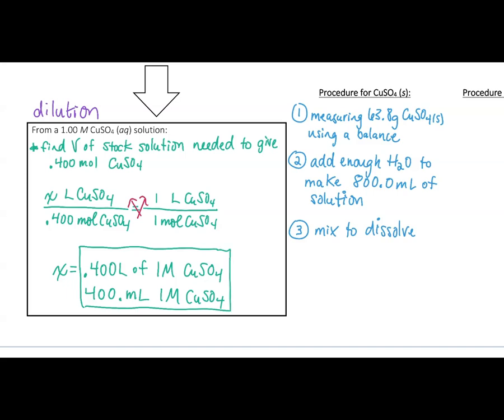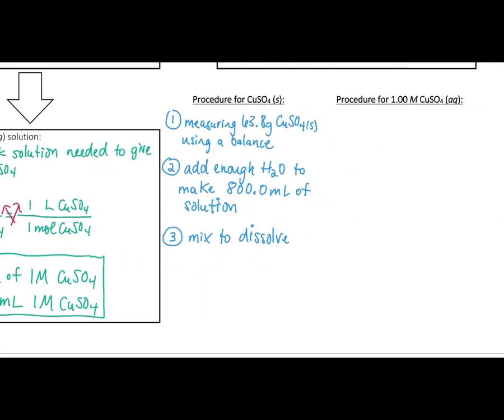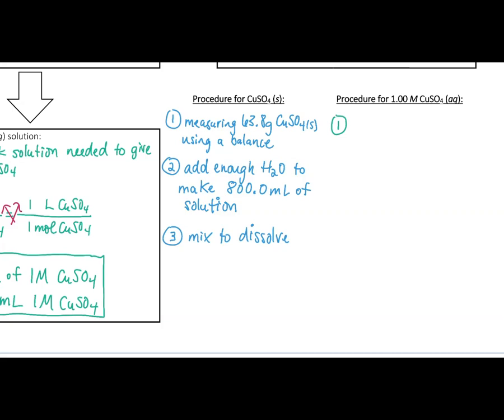So now that we know how much we're going to need, we can go over and talk about a procedure for this, which is going to be pretty straightforward and very similar to what we did. The only difference would be that we are going to measure 400 milliliters of 1 molar CuSO4 stock solution. And I'm going to abbreviate solution, SOLN.